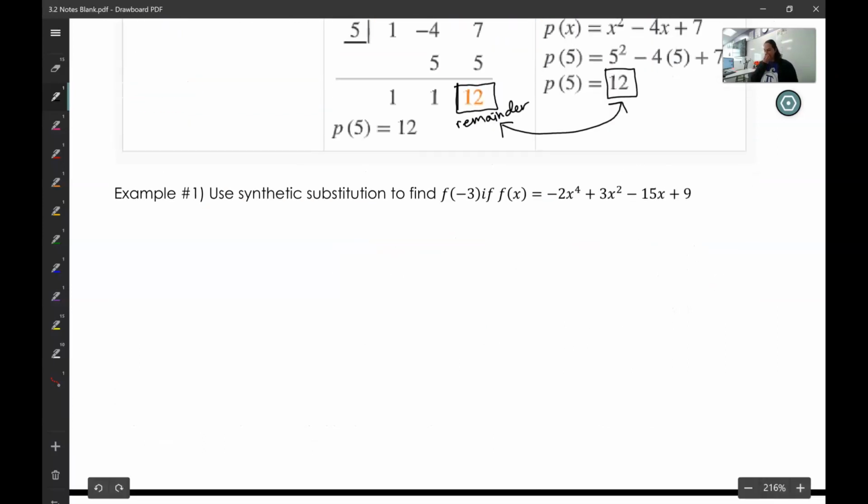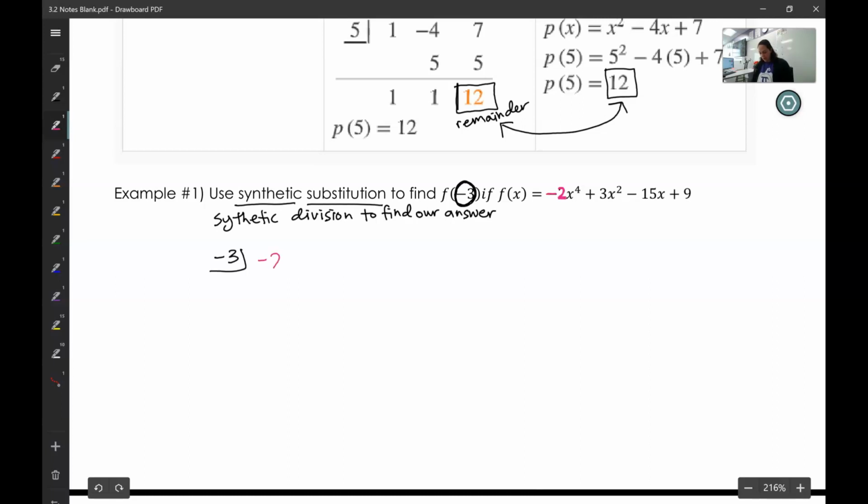So let's practice that right here. Use synthetic substitution, meaning use synthetic division, to find our substitution answer. What you're going to do is whatever you're plugging in becomes your box number. And now we do synthetic division like we did last class.